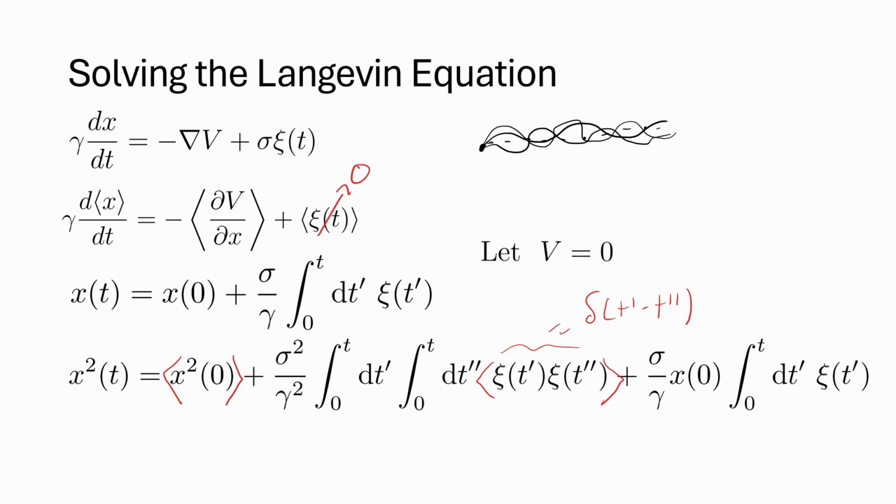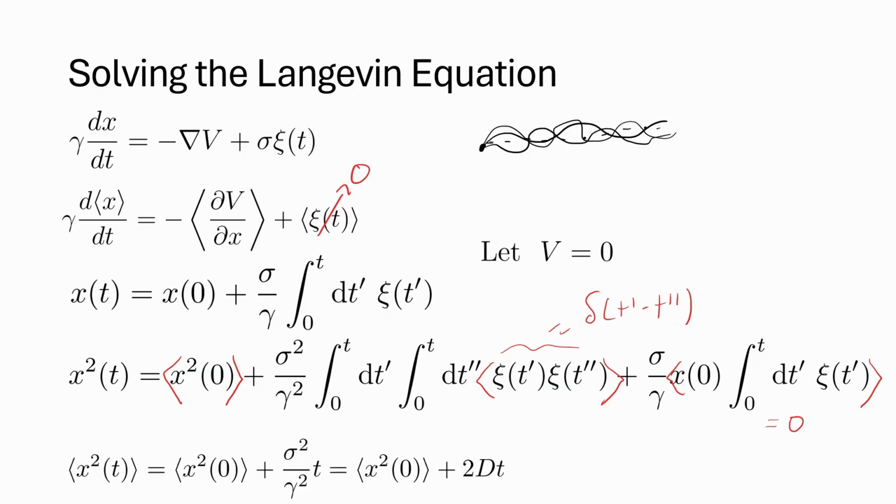And then this last term, you actually get a correlation between your initial positions, which is a random variable, as well as your random force at time t prime integrated up to t. And we assume these are not correlated. So your initial position distribution is uncorrelated from your random noise.